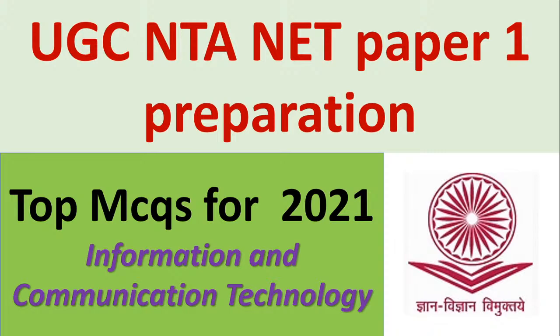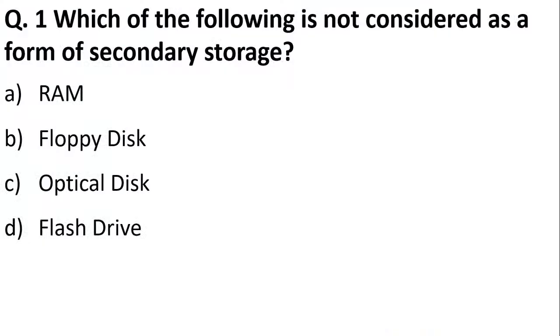So the first question for today is, which of the following is not considered as a form of secondary storage? Which is not considered as a form of secondary storage? It is option A, RAM. RAM stands for random access memory.